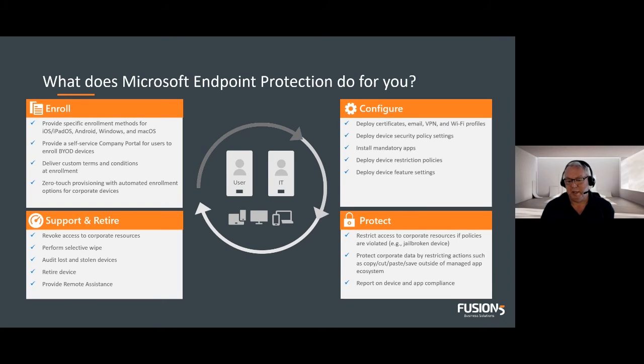And then last but not least, we want to protect data, so restrict access to corporate resources on things like jailbroken devices. And this comes back to the policies. So if the policy picks up there's a parameter that doesn't match, we can start going to a protection scenario. And then protect corporate data by restricting actions, so cut, paste, save as, etc.